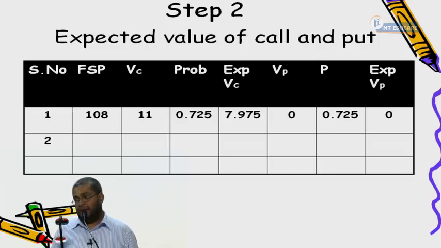Now, the FSP can even be 90. In that case, what is the worth of your call? Worthless. It will lapse. What is the probability that the call is worthless? 0.275. What is the expected value? 0.